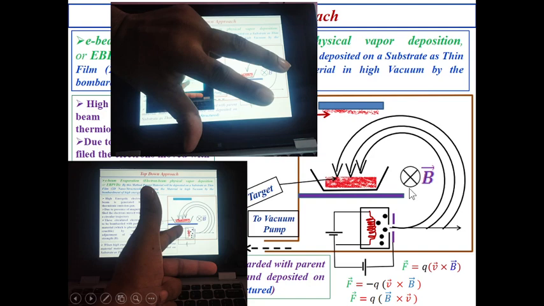This represents the magnetic field directed outward to the screen of the computer. So here you can see, this is your first finger directed outward, this is the middle finger directed along the velocity of the electron, and this will be the direction of your force.